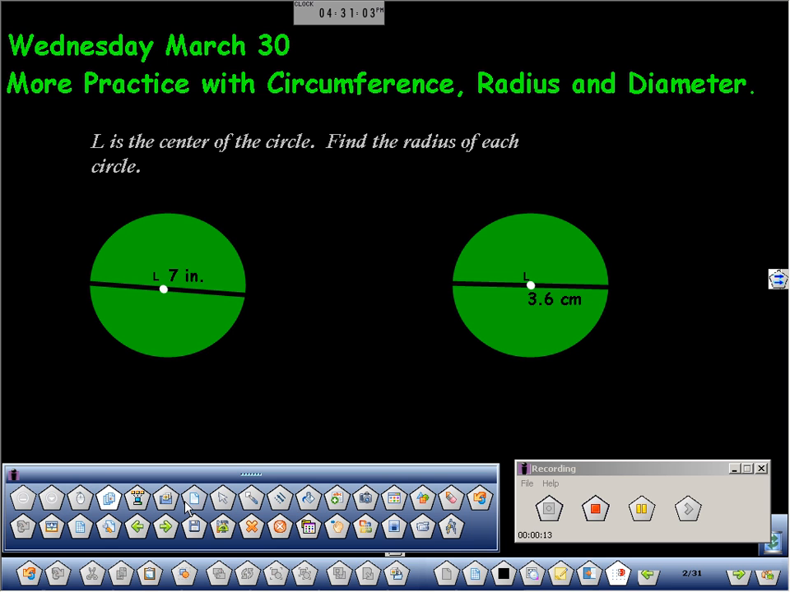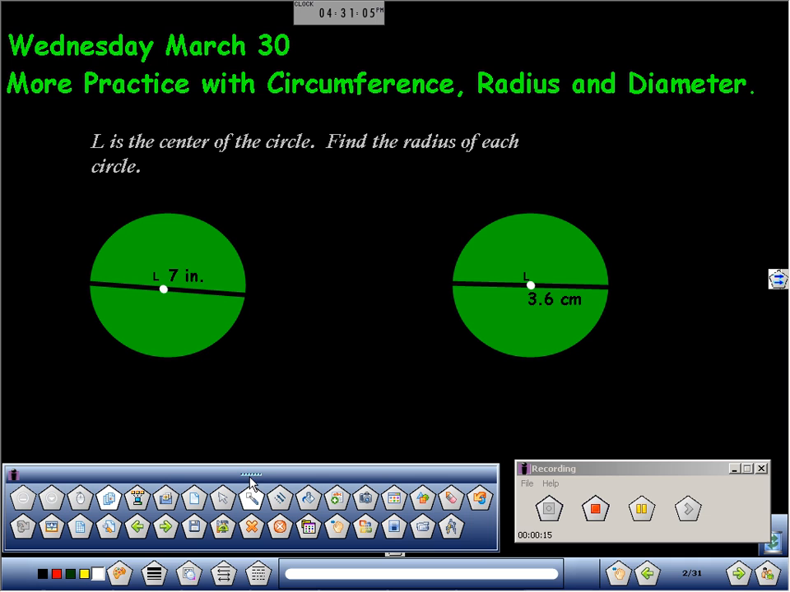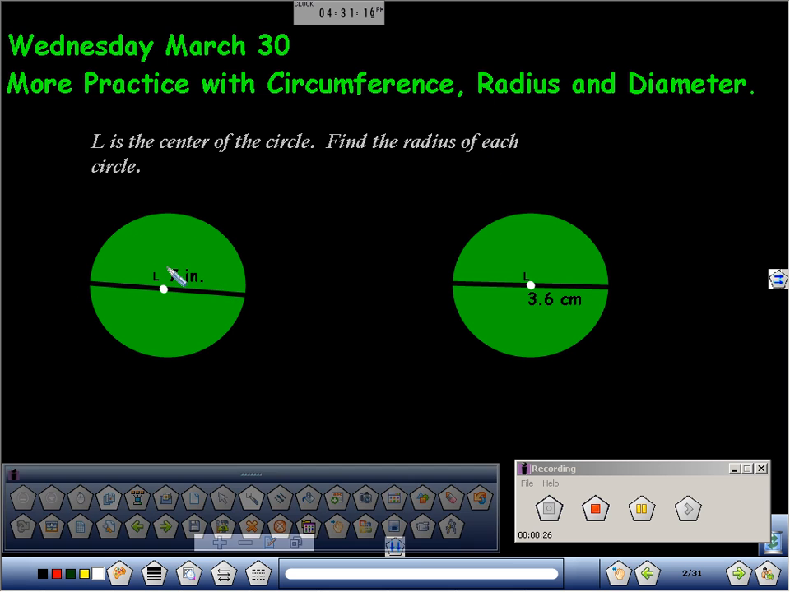You see I've moved my bar, so it's going to take me time to figure out where everything is at. The directions for this part say, L is the center of the circle, find the radius of each circle. Now they give us the diameter because the line goes all the way across. They want us to find the radius. Well, if you remember back, the relationship between diameter and radius is a radius is half of a diameter, or a diameter is double a radius. So since they're giving us the diameter, and they say it's 7, we're going to write down 7.